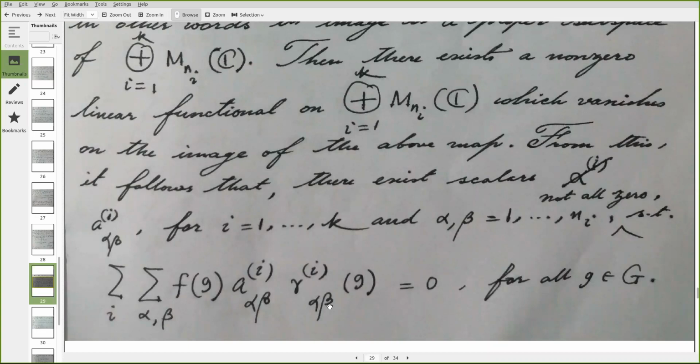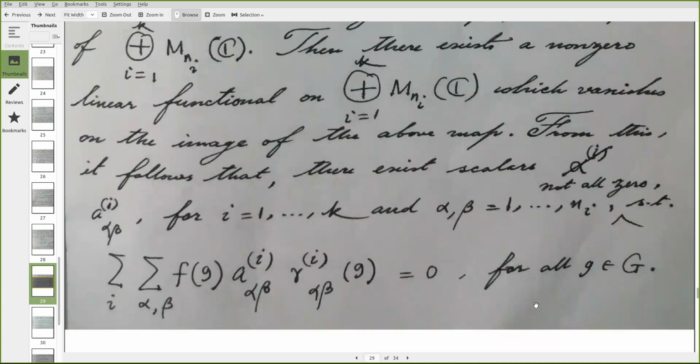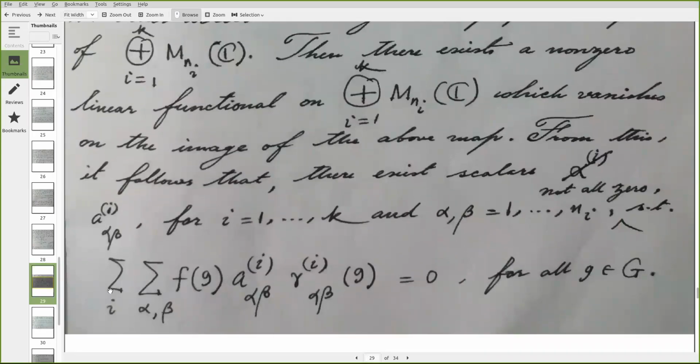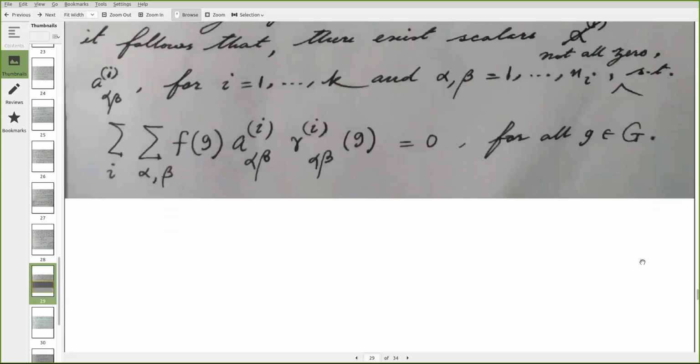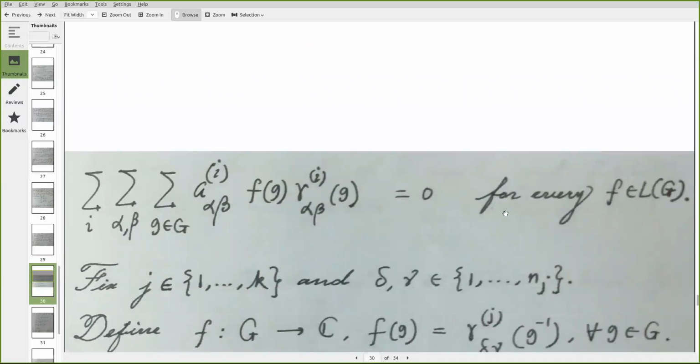And this has to hold for any r. Okay, fine. So there is a small mistake. I will correct that. There is a small mistake in the last line. Please ignore the last line. Rather look here. This is the correct one.